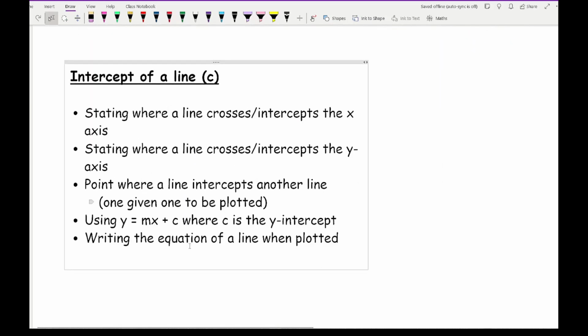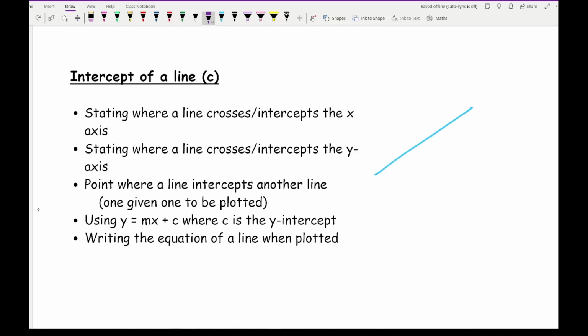So the next one is looking at the intercept of a line. If you remember plotting equations of a line, the intercept of a line is most likely going to be the y-axis. So what you want to do here is be able to state where the line crosses or intercepts, which is the same word, the x-axis, and state where the line crosses or intercepts the y-axis. Now, a point where a line intercepts another line, one may be given and you may need to plot another one.